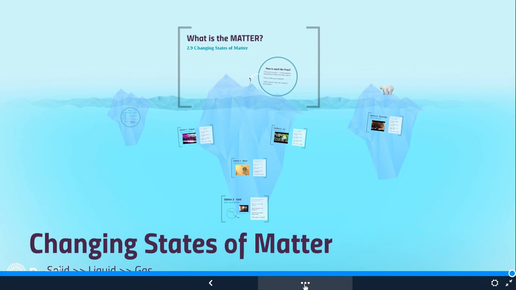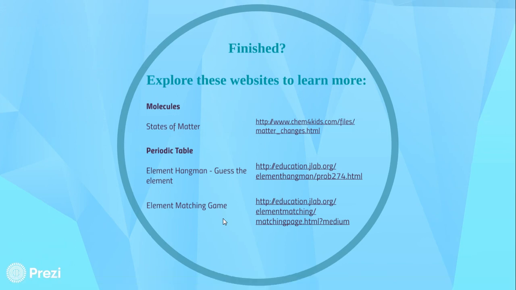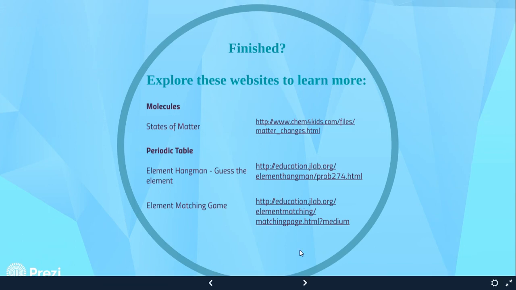Okay, great job. Here are some other websites that you can go to if you'd like to find out about more molecules. You can find out about states of matter at chem4kids.com, the periodic table, and there's an element matching game as well. So go ahead and hit pause and jot these down if you're interested.